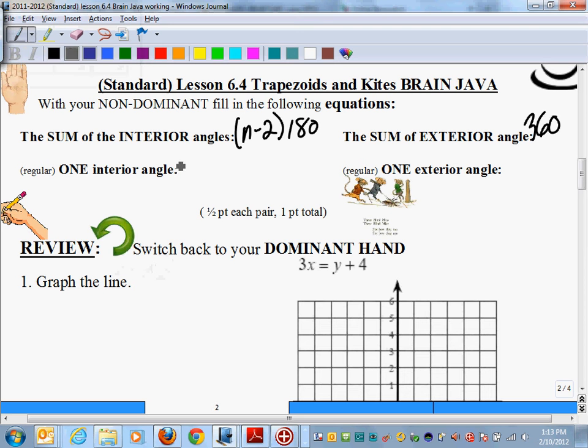Now, for these, I'll take one of two: sum over sides and sum over sides. Or, technically, this is n minus 2 times 180 over n, and this is 360 over n. That's a quarter point apiece.